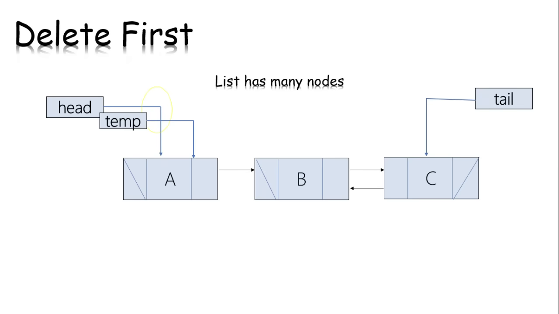Our next job is to pay attention to the head pointer. We need to instruct the head pointer to point to the next node after the first node. So we will give the instruction head equals head.next. It means revert to B. By giving this instruction, the head now will point to B. Next, we can tell the next pointer belonging to temp to point to null: temp.next equals null. By doing this, the next pointer belonging to A will point to null.